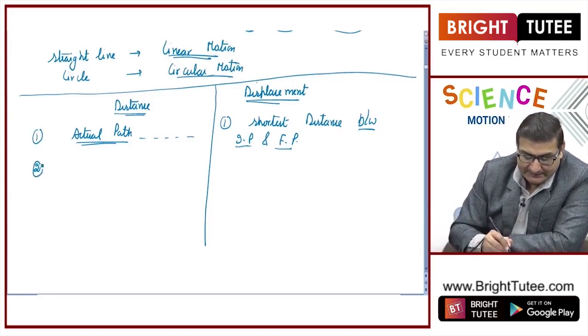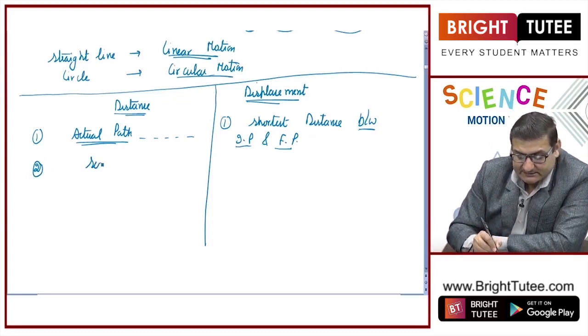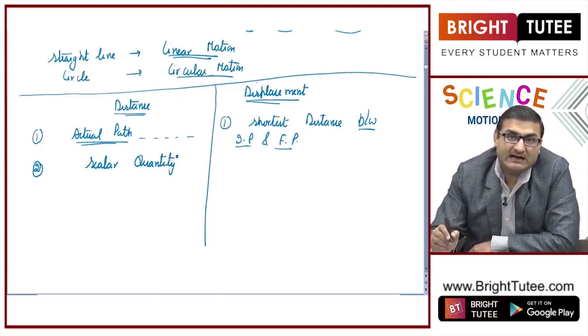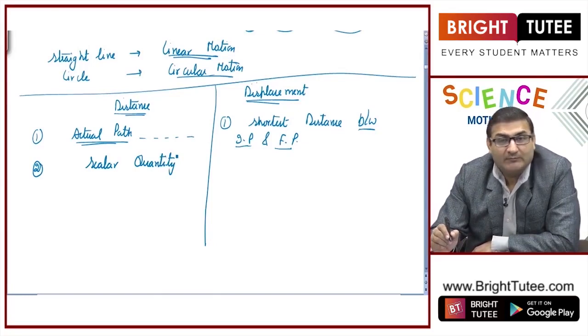The second important thing is that distance is a scalar quantity. Whenever we talk about distance traveled, we always ask how much, how many. How much distance did you cover? How many kilometers away is your house from my house? How many kilometers away is the airport from your house? How many kilometers away is your school from your house? So, it's always how many.